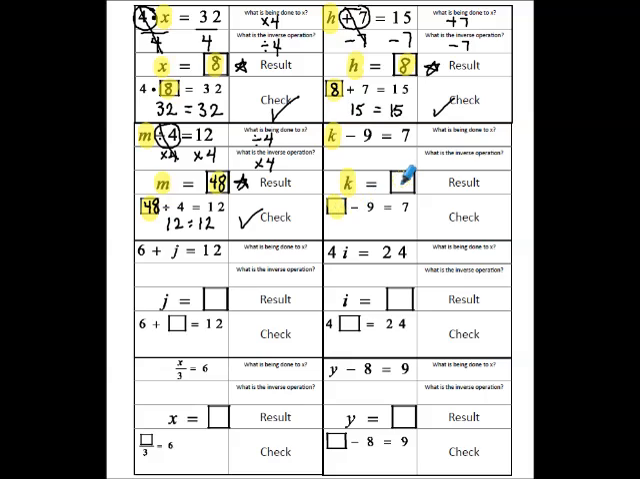Now, I want to know what k is equal to. I don't want to know what k minus 9 is equal to. So to undo that subtracting by 9, I am going to add 9. So I'm going to add 9 to both sides.